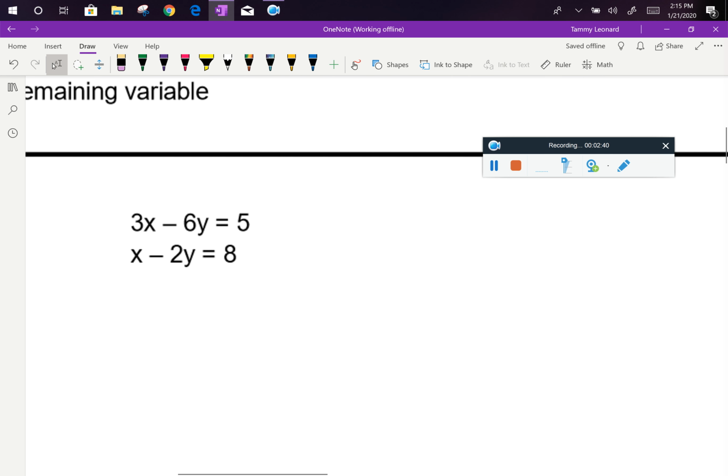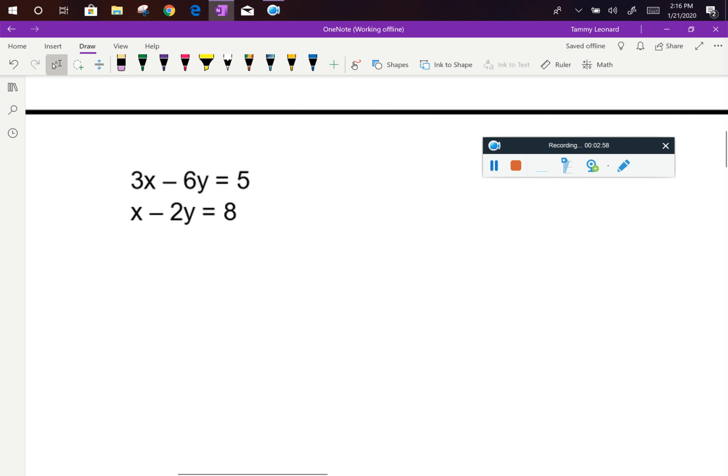We're always looking for an opposite match, and notice this time we don't have one. 3x's is not the same thing as 1x. 6y's is not the same thing as 2y's. So we've got to find a way to make either the x's or the y's have the same number, but with the opposite sign. Now, how to do this varies from problem to problem, and sometimes there's more than one choice. So we sort of have 2 choices here.